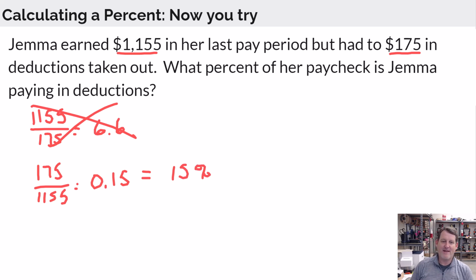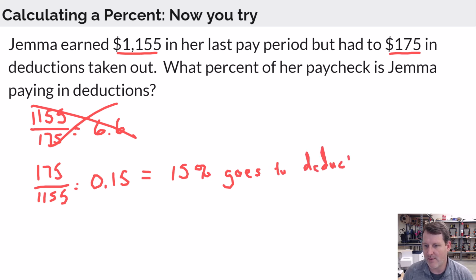What? We're bad. That's awesome. So that is the answer. So 15% of her pay goes to deductions. So as you're doing your work, I want to make sure that you're writing out a few words after your answer, so I know that you know what that means. So 15% of her pay goes to deductions. Fantastic.